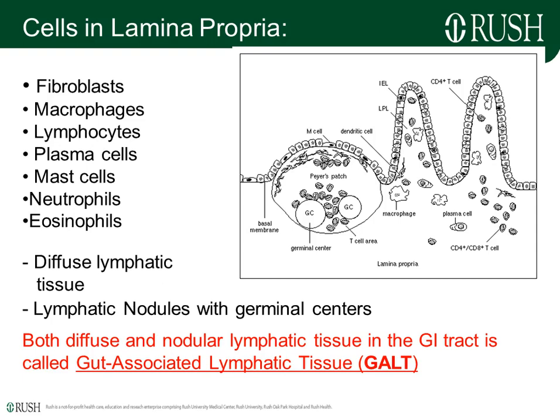So you're going to find quite a lot of this gut-associated lymphatic tissue within the GI tube because this is an area where you have all this antigen encountering for the first time.